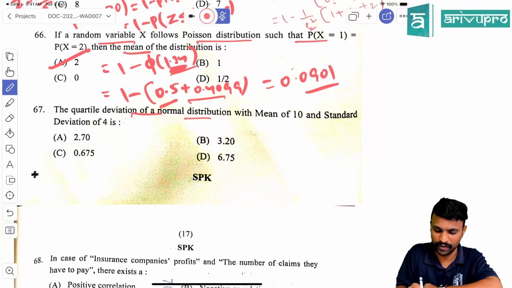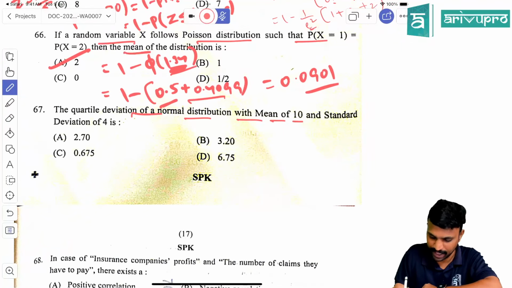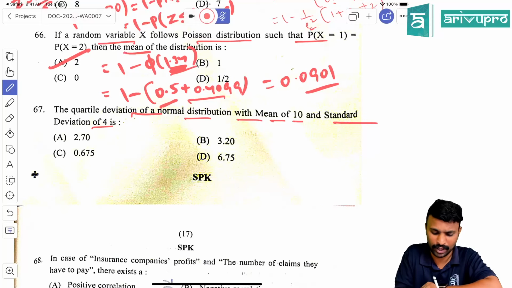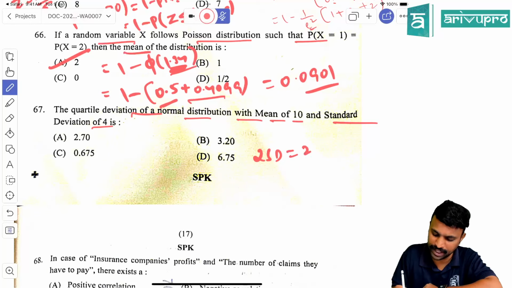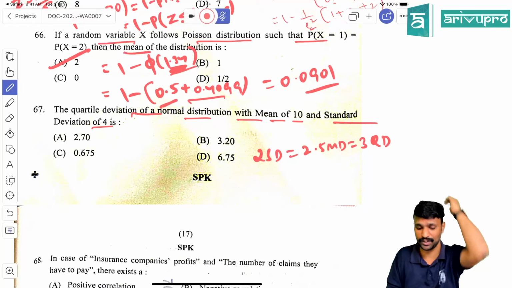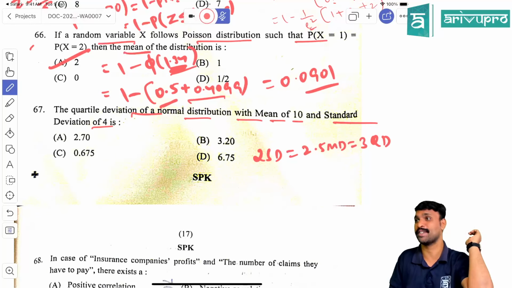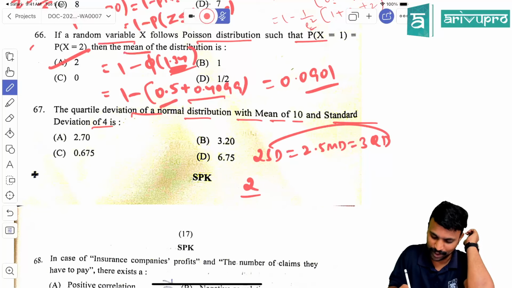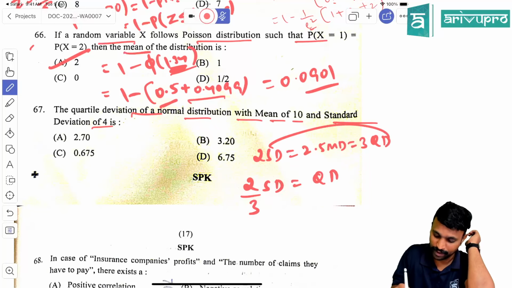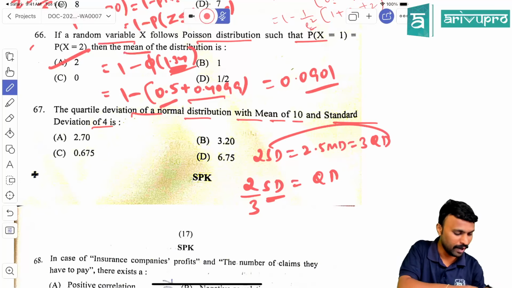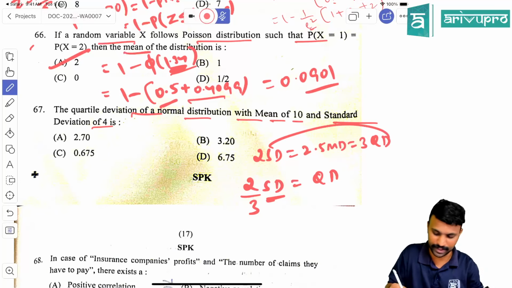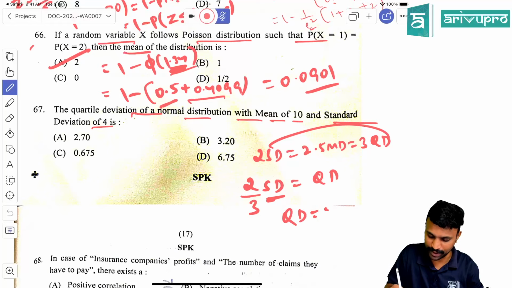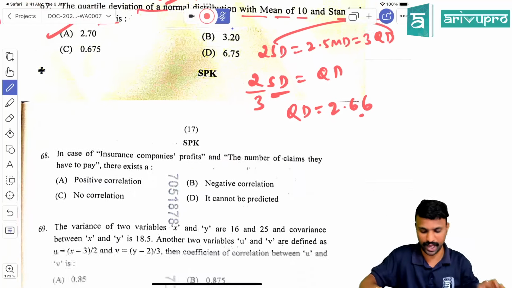The quartile deviation of a normal distribution with the mean of 10 and standard deviation is 4. Guys, standard deviation is 4. Obviously quartile deviation, relationship between SD, MD, QD: 2 SD equal to 2.5 MD equal to 3 QD. Guys, this kind of questions also we have discussed. Yes or no? All varieties we have discussed in the marathon. So we have to equate this, so 2 divided by 3 SD is equal to QD. We are given SD. So SD is 4. 4 into 2 divided by 3, it's 2.666. Nearer to 2.666 is 2.7. Option A is the right answer.